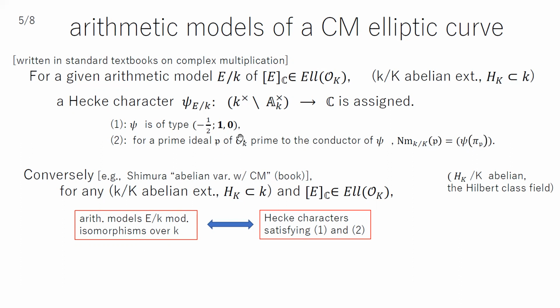So the classification of the arithmetic models over a certain given field can be converted into a classification of Hecke characters. And that saves our life enormously, because it's going to be a very difficult task to write down all possible defining equations in a number field and try to identify all possible isomorphisms among them. That's a really tough business to do. But the classification of Hecke characters is much easier because that's purely algebraic.